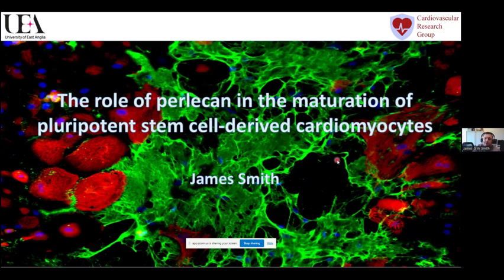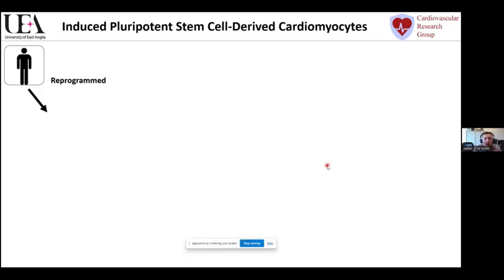Yes, so I'm going to be talking about our work investigating the role of Perlecan in the maturation of pluripotent stem cell derived cardiomyocytes. So I'll start off with a bit of background about pluripotent stem cells and the cardiomyocytes that we make from them. So iPSCs are cells that we can reprogram from an individual with a particular genotype that we might want to study in a disease setting, or from a healthy individual.